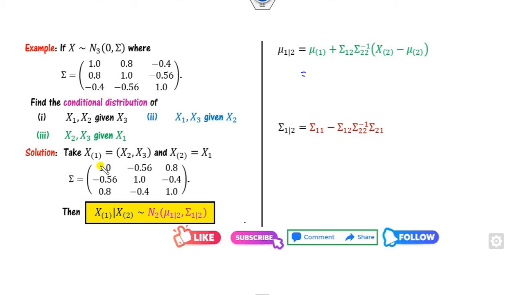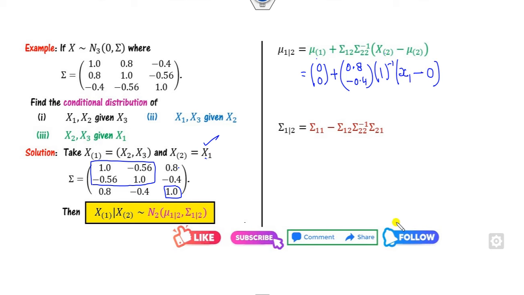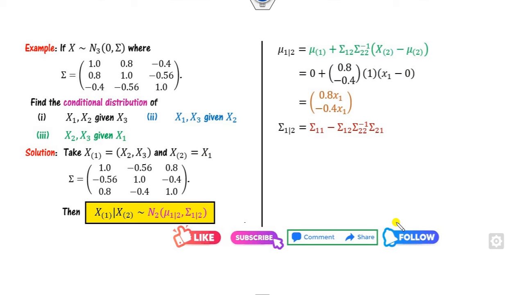So in that case, this will be my x1, this is my x2. So mu1, that is a mean having the dimension 2, sigma 1,2 is 0.8, minus 0.4. Sigma 2,2 is 1, inverse. x2, that is my x1, mu2 is my 0. Now you can multiply them, you will get this is the right answer.